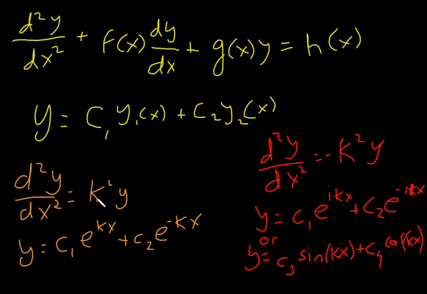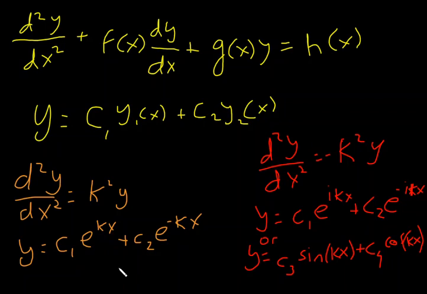Like, so that's 2 squared. k would be 2. If d squared y by dx squared equals 4y, we know k is 2. And the solution in that case would be c1 times e to the 2x plus c2 times e to the negative 2x. Notice that e to the negative kx is not a constant multiple of e to the kx, right?